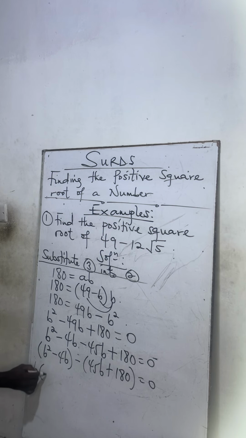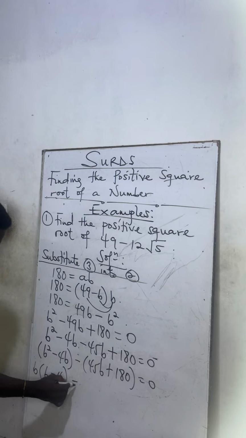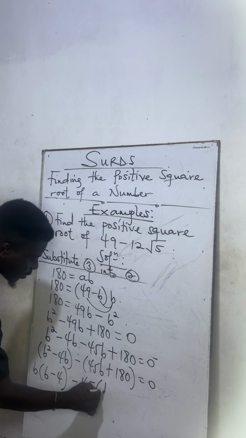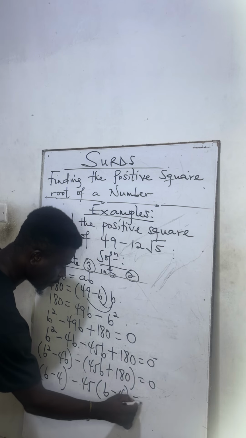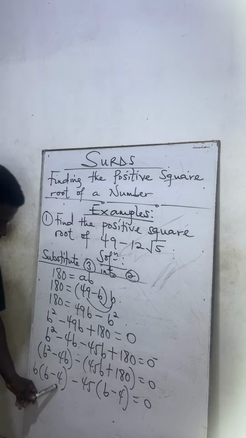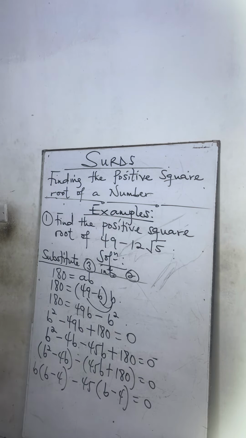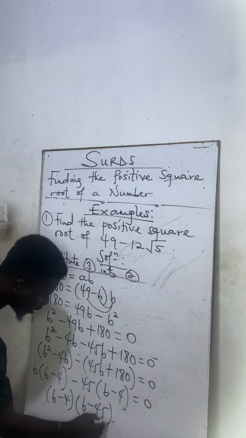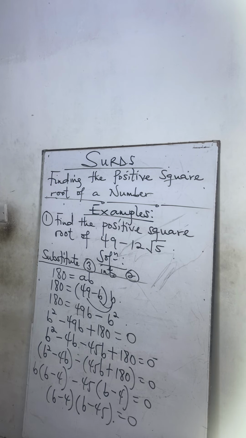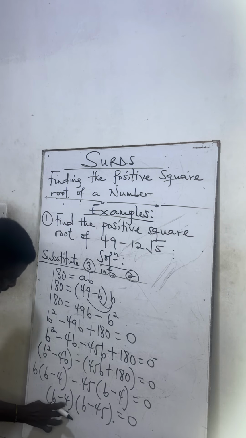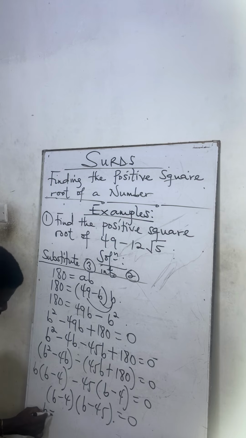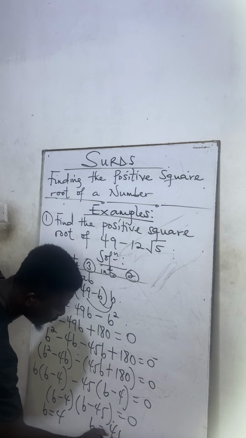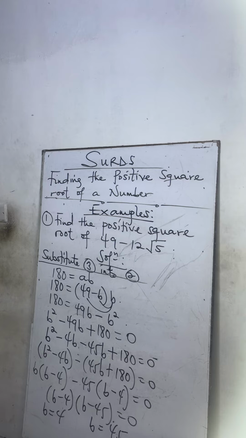Common factor, we have b, then b minus 4, then minus, common factor 45, we get b minus 4 equals 0. B minus 4, b minus 4, they are the same. We factorize b minus 4 out, then we have b minus 45 equals 0. Now we just use the null property. B minus 4 equals 0, so we have b equals 4, then b is equal to 45. So this is what we have.